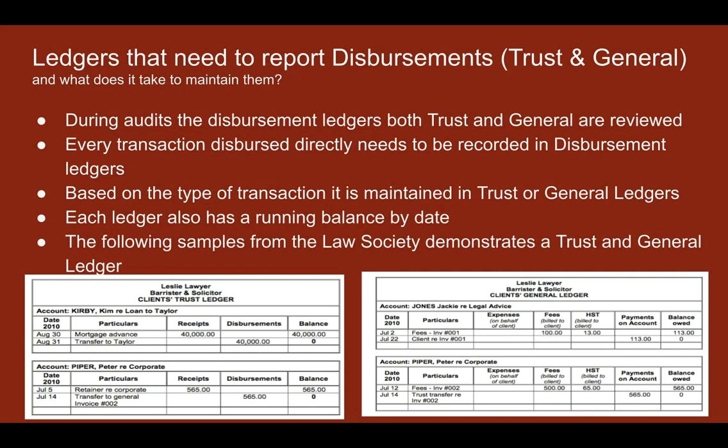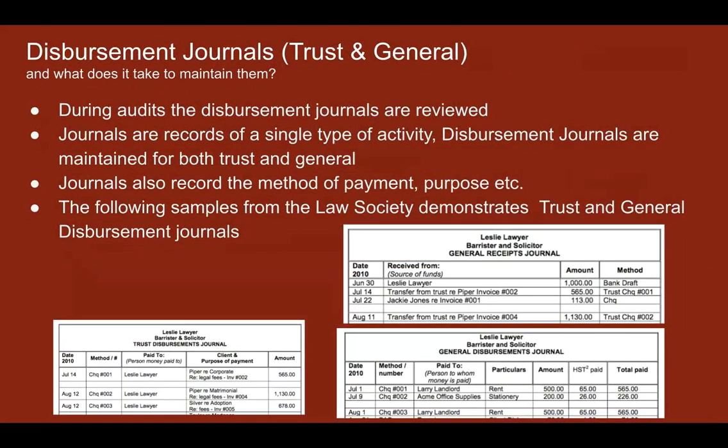as payments on account. The following samples from the Law Society demonstrate a trust and general ledger. That's exactly how a trust and a general ledger looks. And the details that are captured are exactly what you have entered under the respective bank accounts. And whether it's a receipt or disbursement gets recorded under the respective dates and the types or method of payment that you have recorded it as.